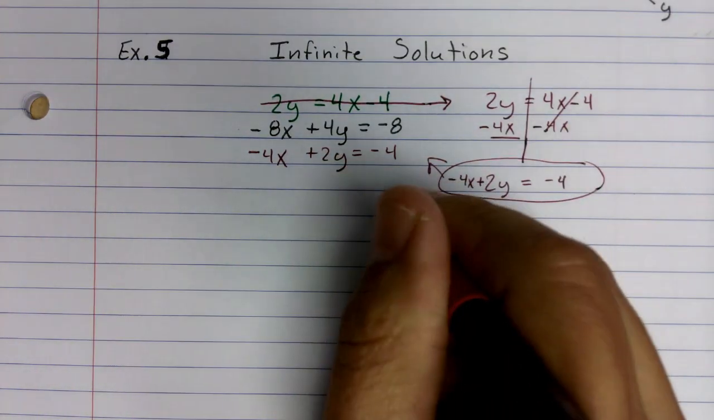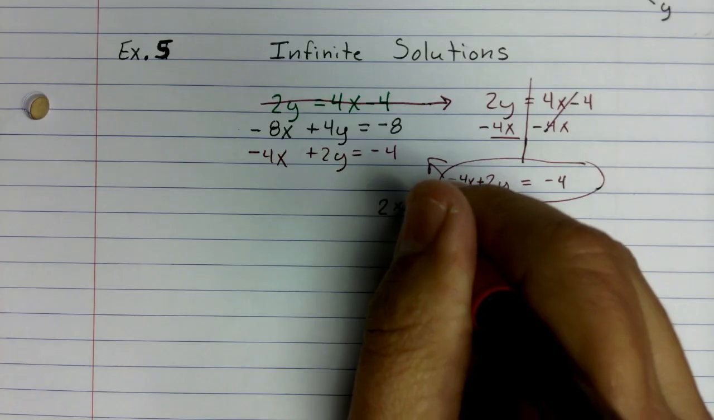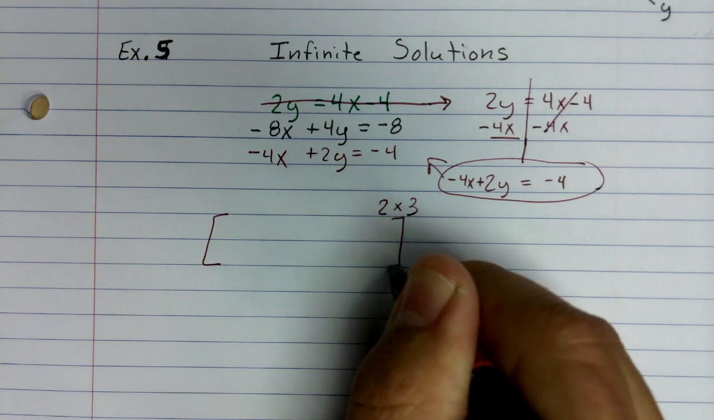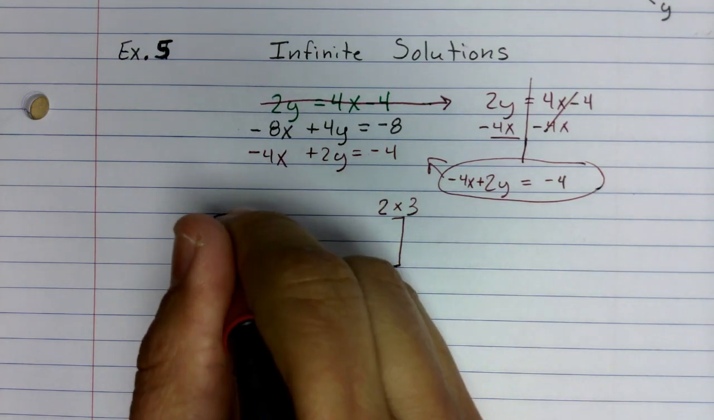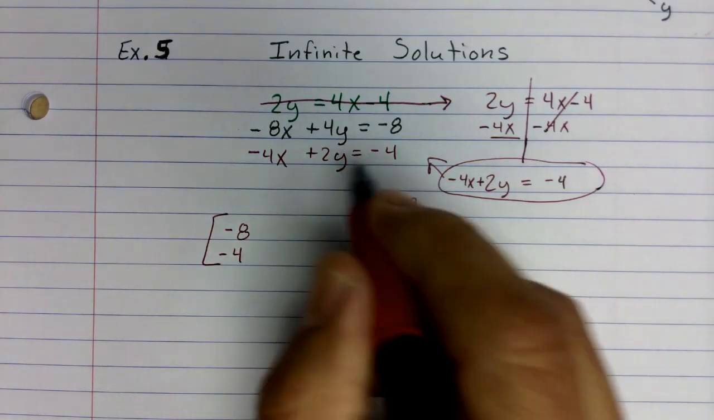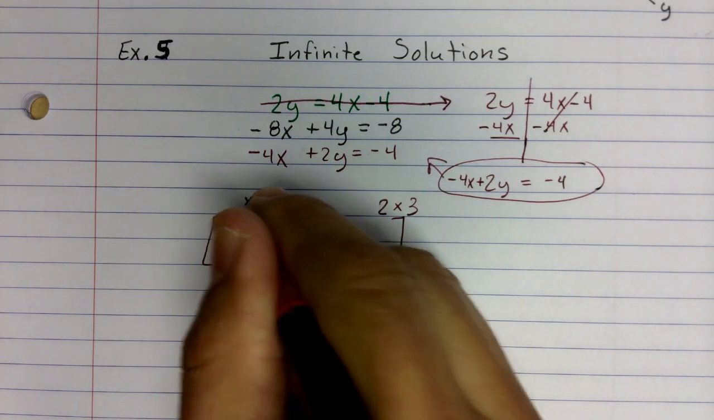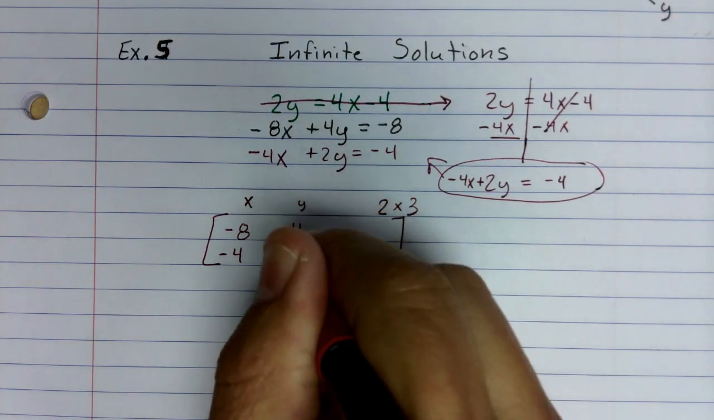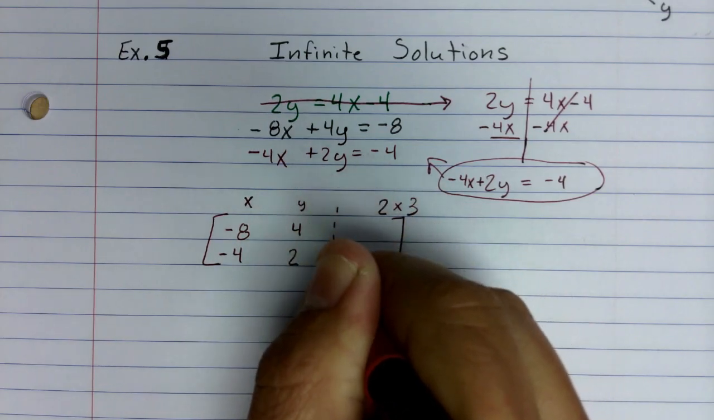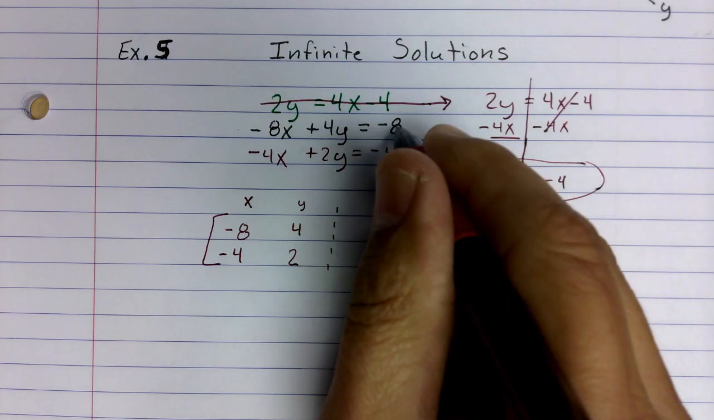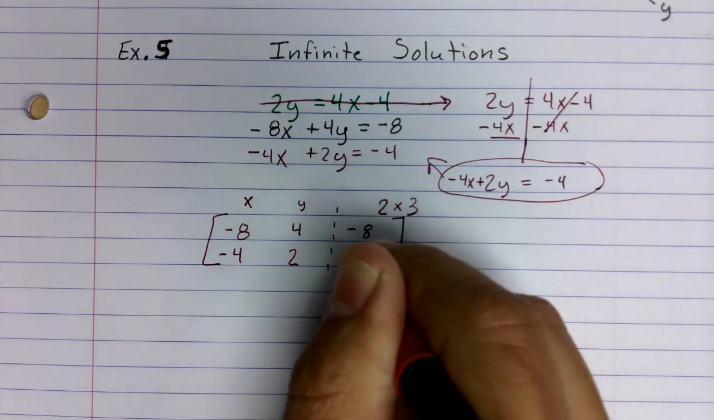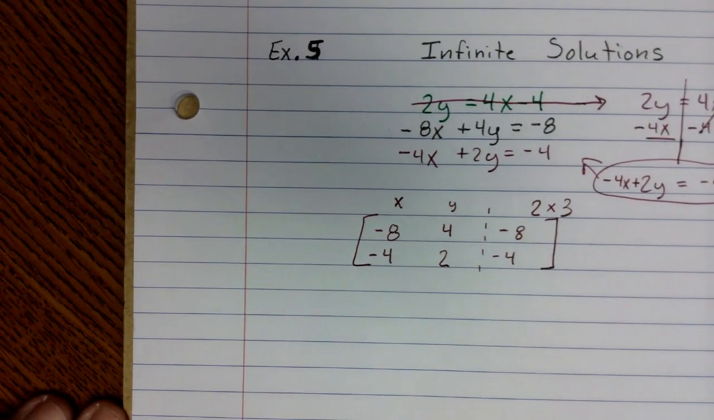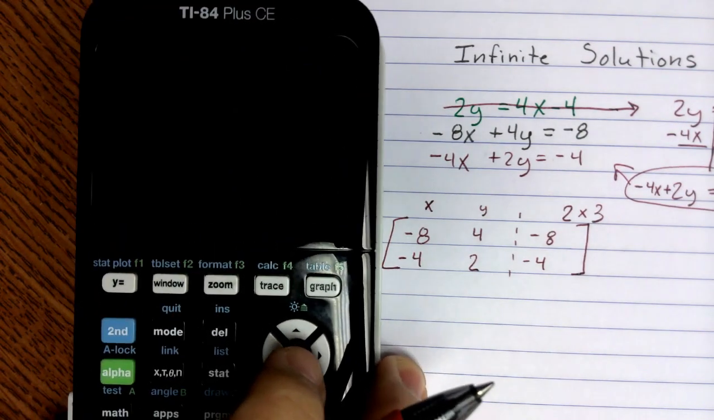So let's go ahead and create a matrix for this. Notice that this is going to be another 2 by 3. So I'm going to make this one a little smaller. And so we have negative 8 and negative 4. That's for my x values. And then for my y values, I have 4 and 2. And then for the constant values, we have negative 8 and negative 4. So I'm going to type this into my calculator right quick. Let's bring the calculator over here and get it put in.